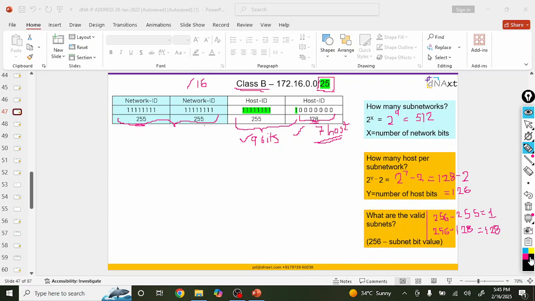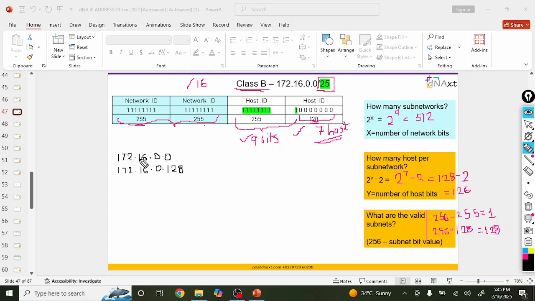Now let's write down a few of the subnets over here. First of all, we will start with 172.16.0.0/25. The increment will always be in the fourth octet first, and then it will be in the third octet. So for the next subnetwork, the increment will be in the fourth octet first.